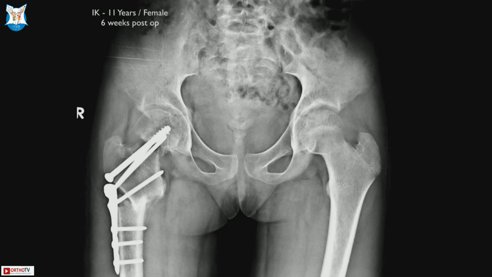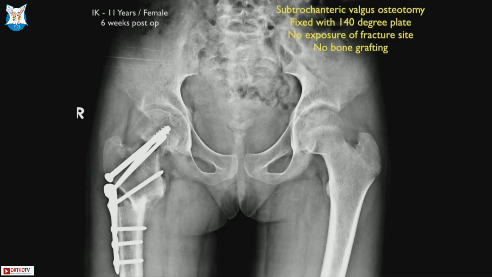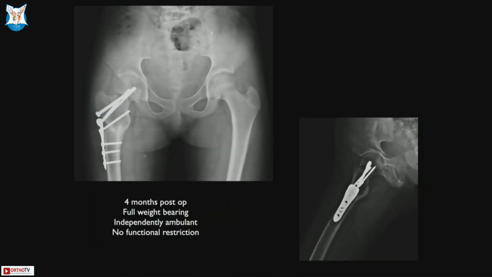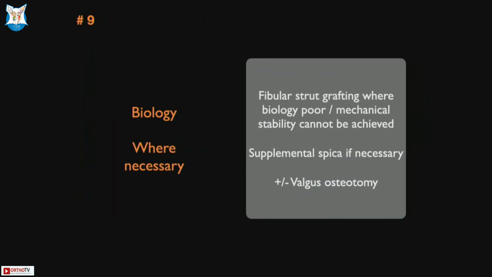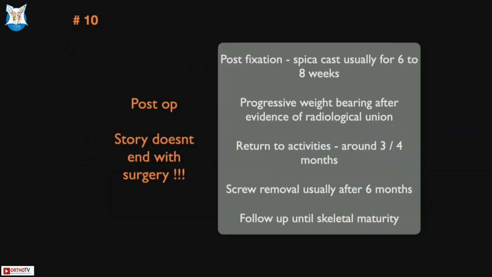That's more important than the fibula. There may be certain instances where you want to supplement it with the fibula, but you don't need it all the time, and it's not a substitute for compromised biomechanics. Fibula strut grafting as needed. Supplemental spica, do not forget, in smaller children especially, where you may need an adjunct valgus osteotomy.